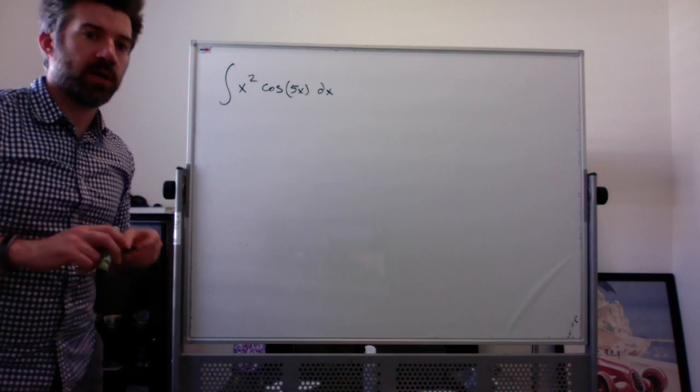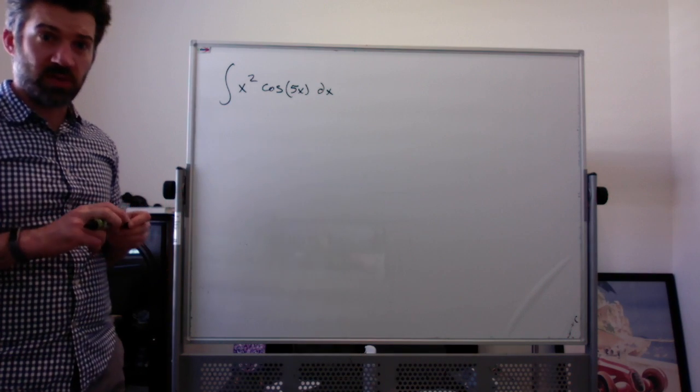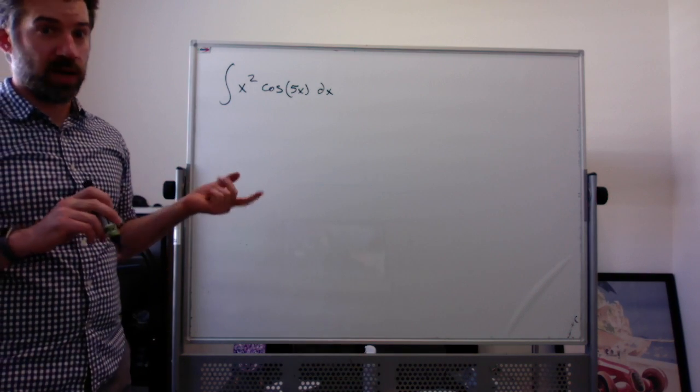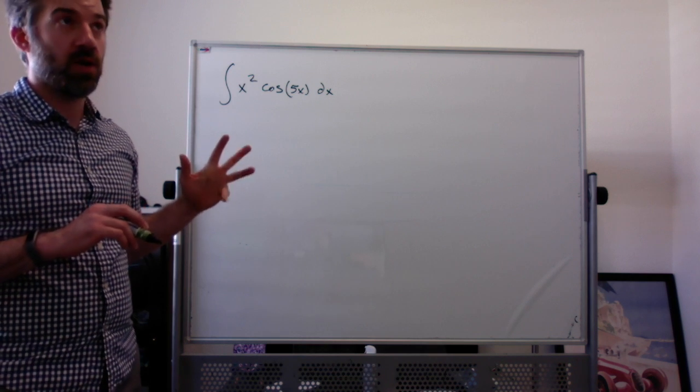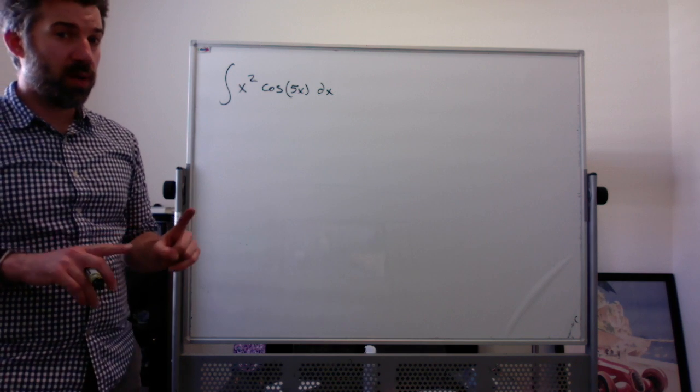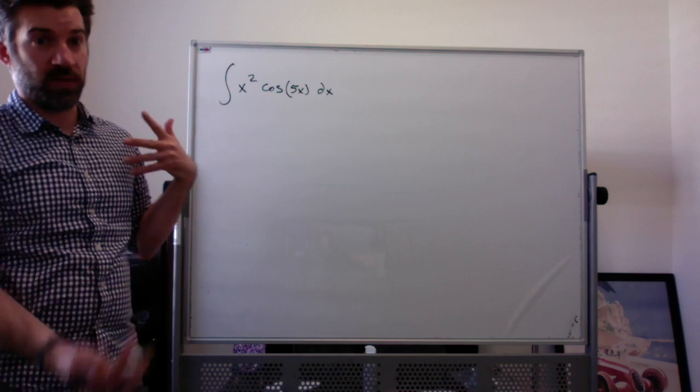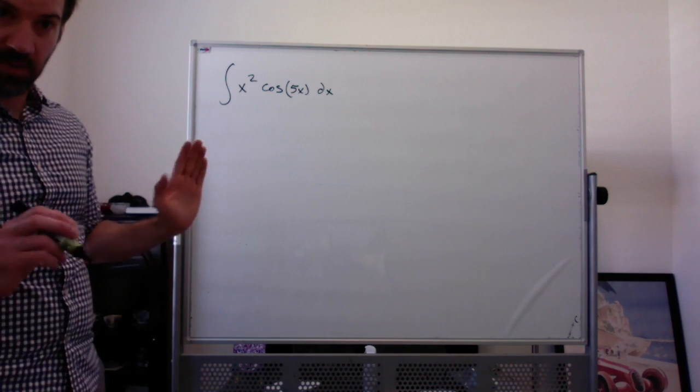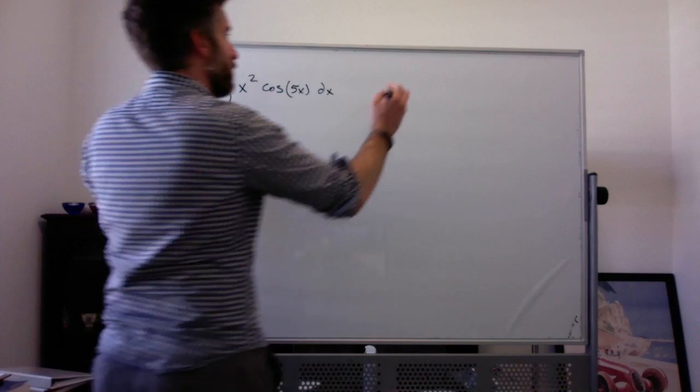Here are a couple more integration by parts problems where you can use tabular because it's x to a power times either cosine or sine or e to the x. But it's a little more complicated because it's not just cosine of x, it's cosine of 5x. So we have to be slightly more careful with our antiderivatives. I'm still going to do the same sort of thing.